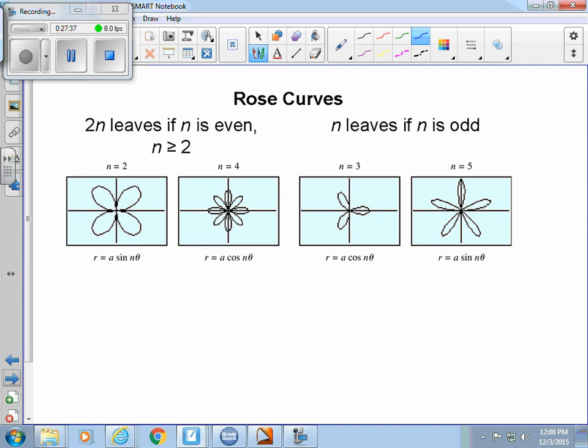Rose curves, and something fun about rose curves. If you have a sine of n theta, if n is even, you get double the amount of petals. So we graphed, was it cosine of 2 theta earlier? And so we got 4 petals. So if you did 4 theta, you get 8 petals, and so forth. But if n is odd, you only get the number of petals that n is. So that's pretty interesting. Again, fun pictures to draw.